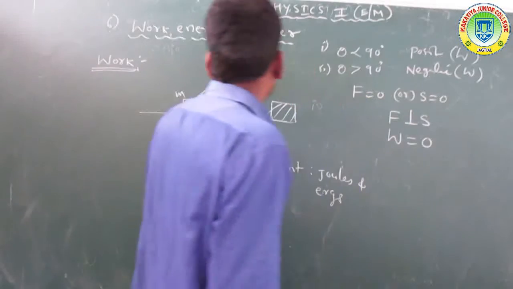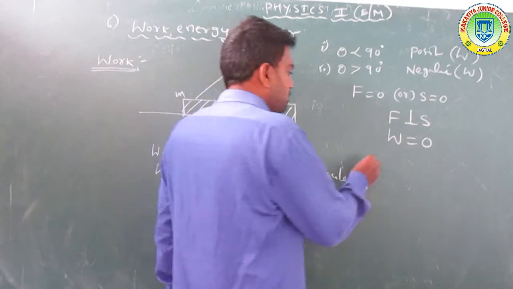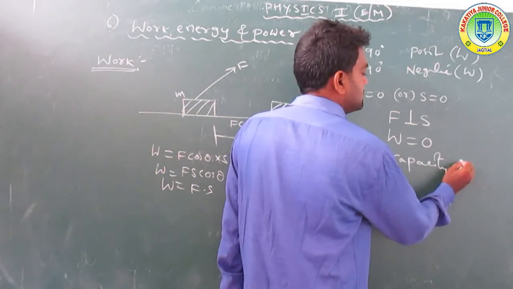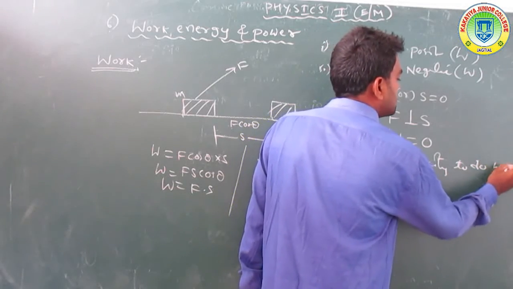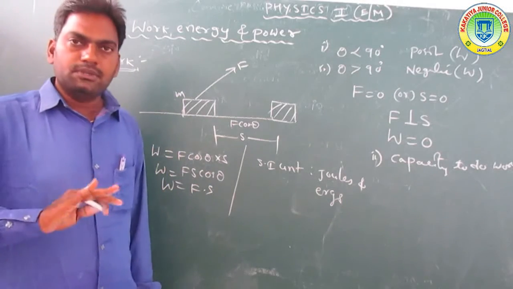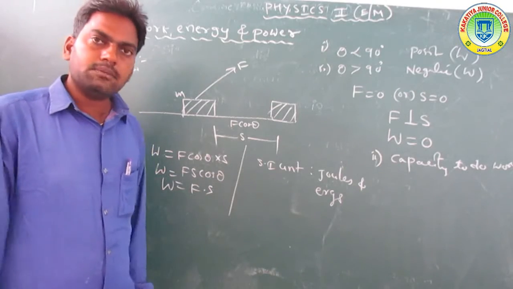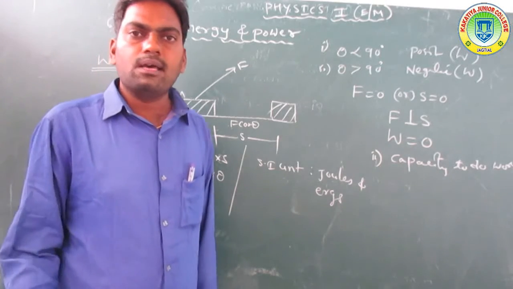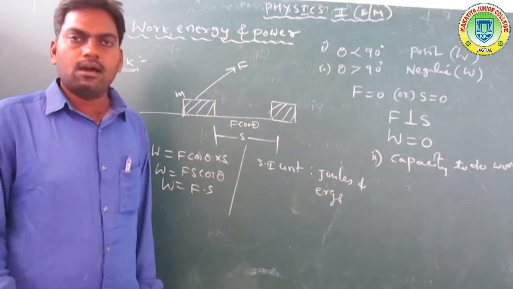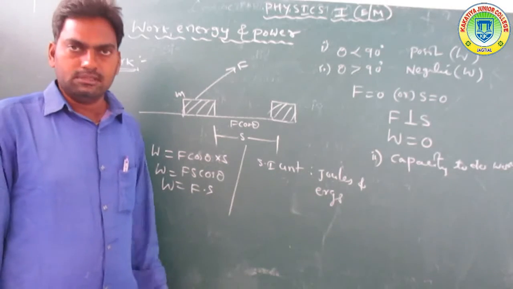Now the next definition is energy. What is energy? The capacity to do work is called energy. Work and energy have the same units. Energy is measured in joules in SI units, or ergs in CGS units.